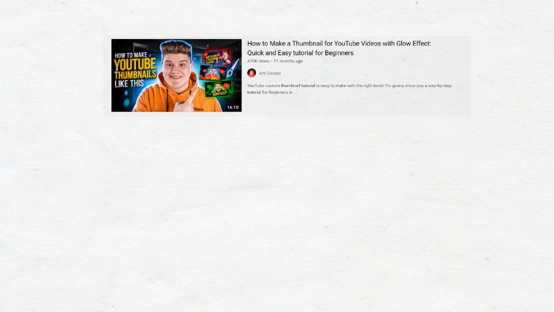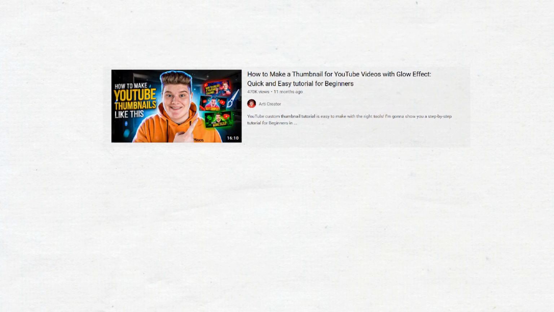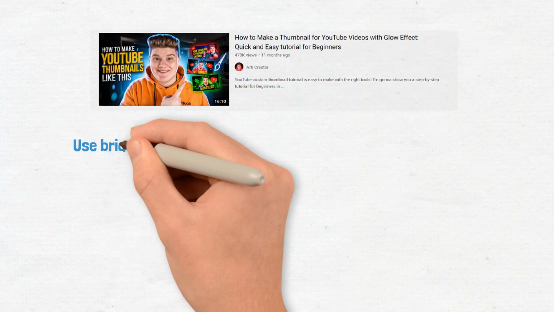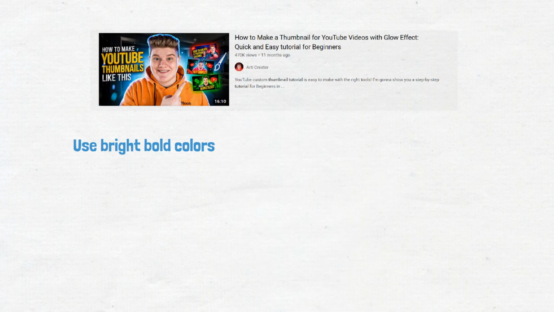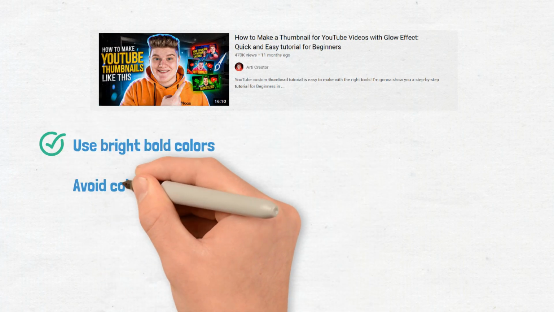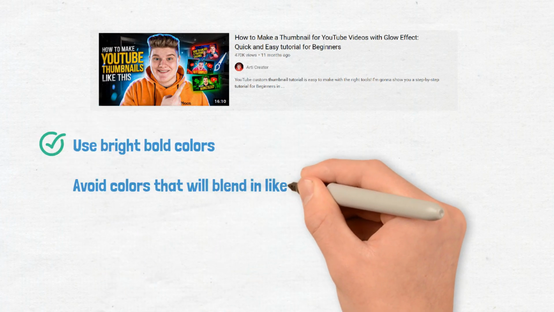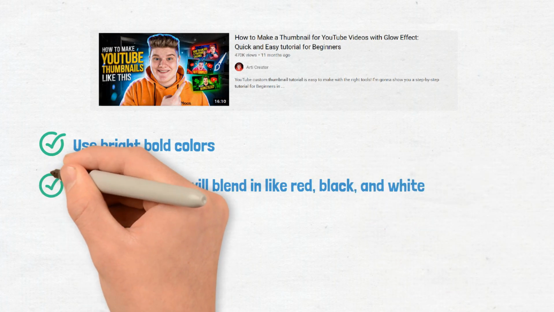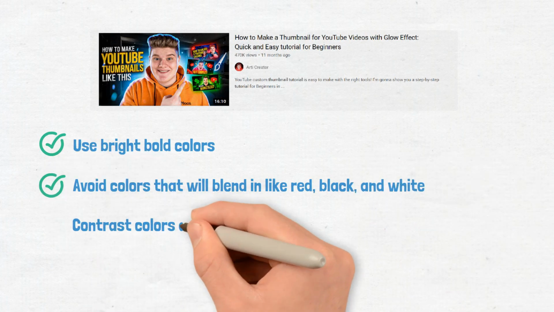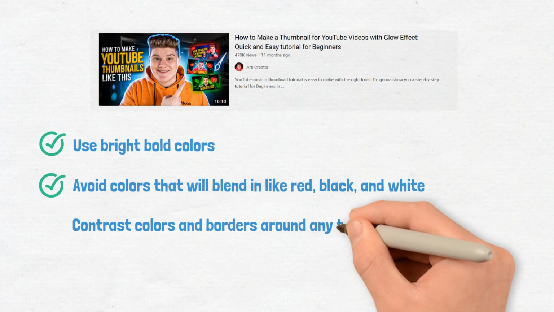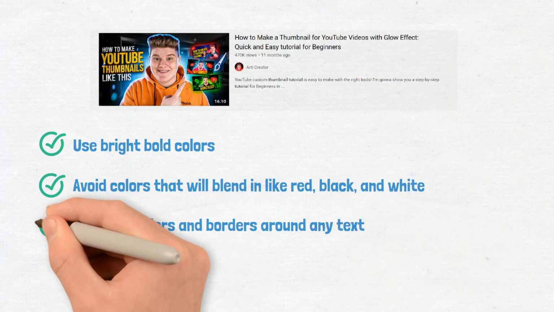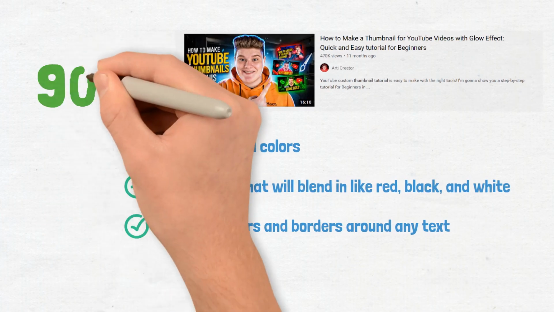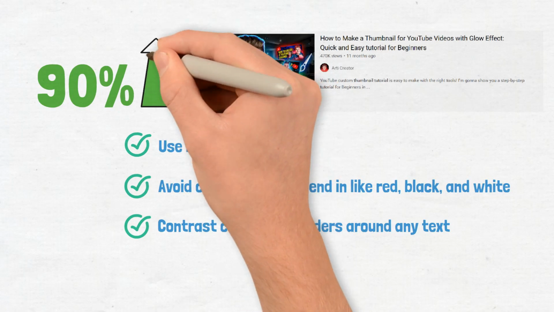Customized thumbnails are simple to make and will get your content seen more easily on YouTube. Using bright, bold colors that stand out on the platform is ideal. You want to avoid colors that will blend in like red, black, and white. Contrasting colors and borders around any text you include will make your thumbnails visually appealing, and the customization can boost your video performance by nearly 90%.